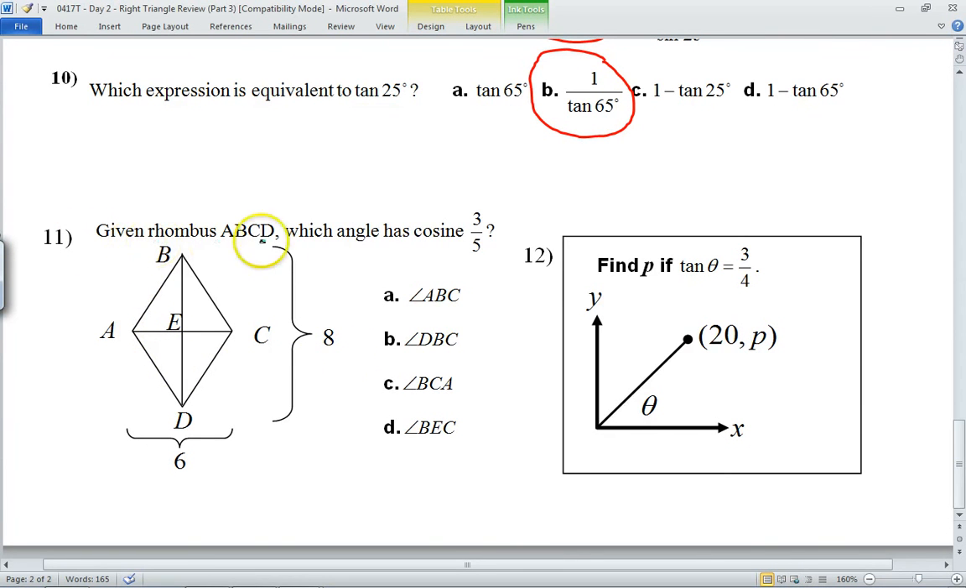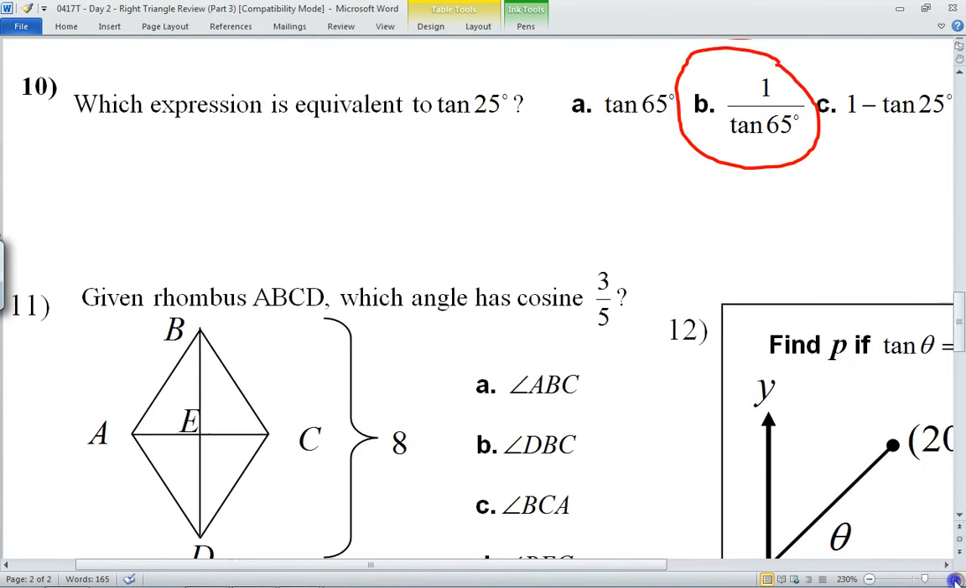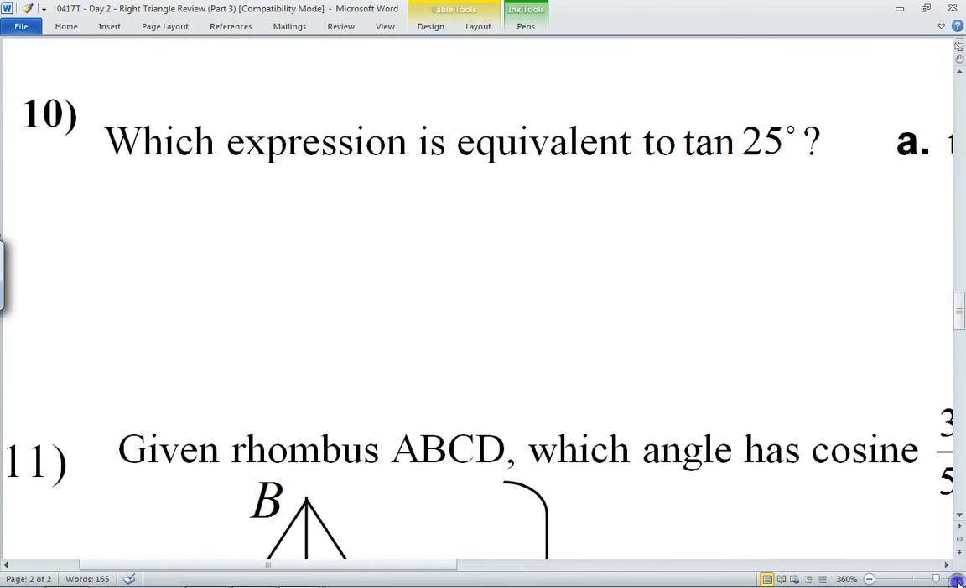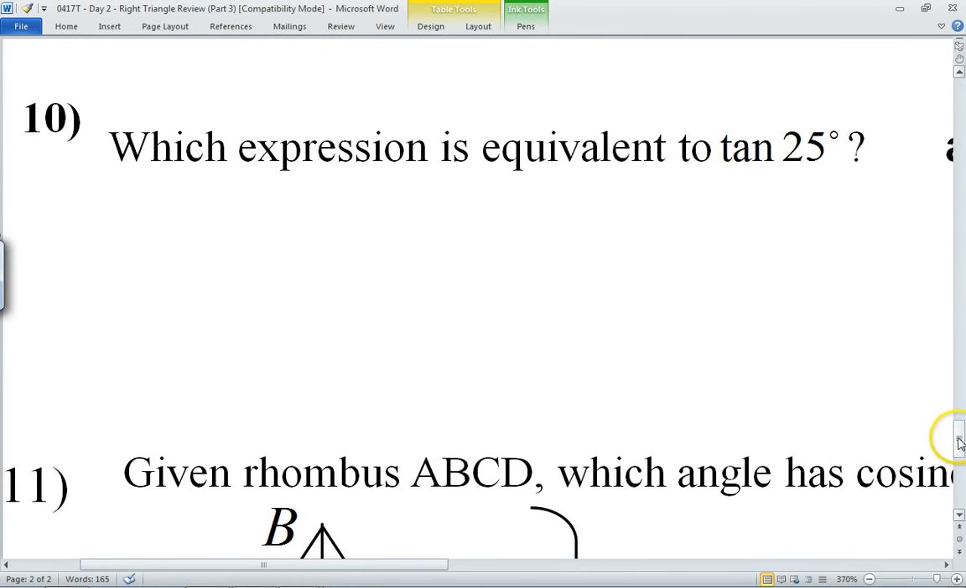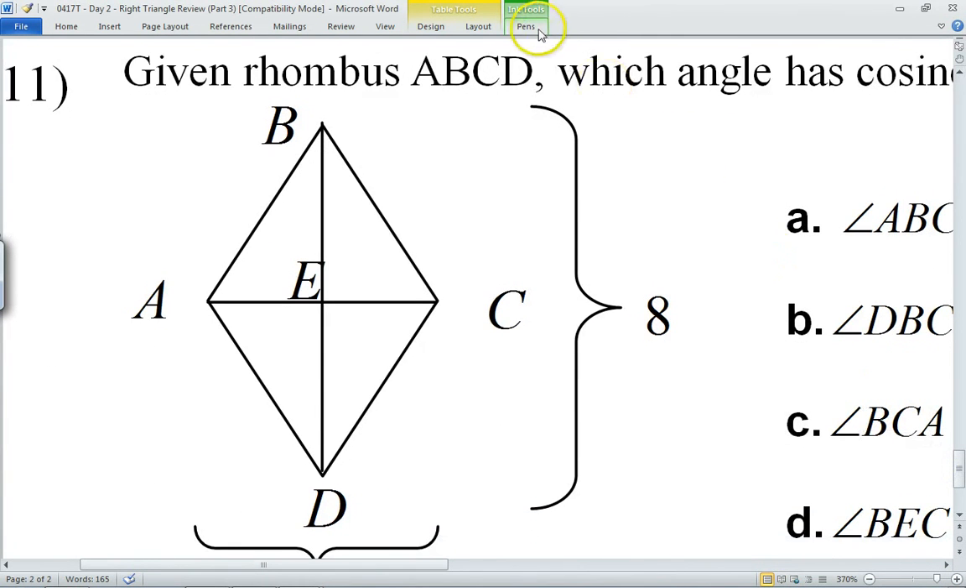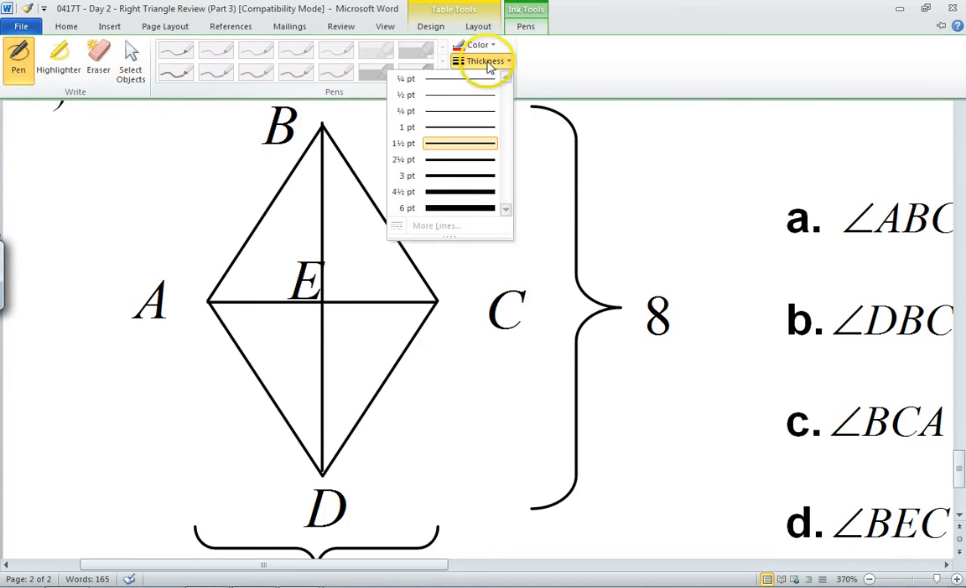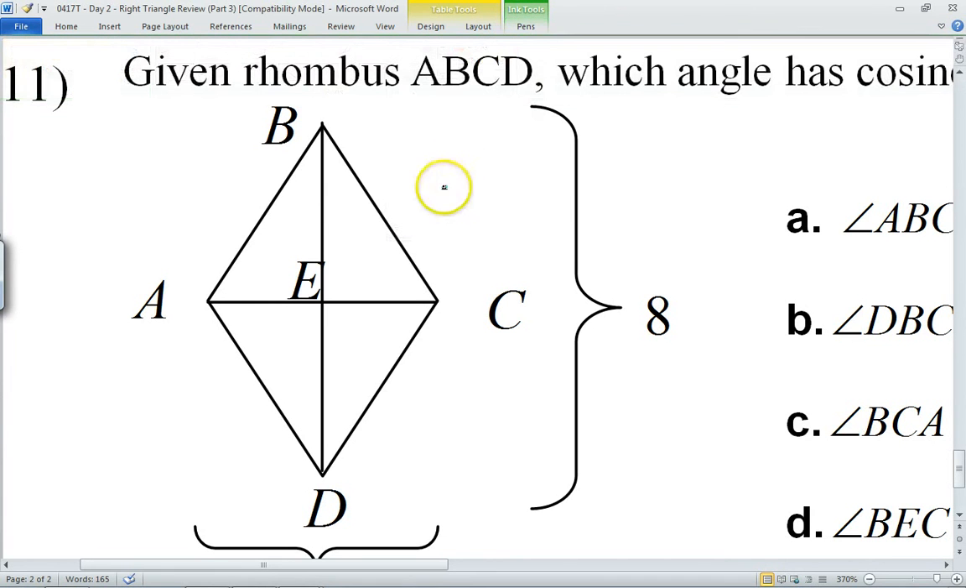Anyway, looking at number 11, which angle has a cosine of 3/5? Okay? Now look, you know what? I really need to make this bigger so we can see what's going on. Okay, I need to know which one has a cosine of 3/5.